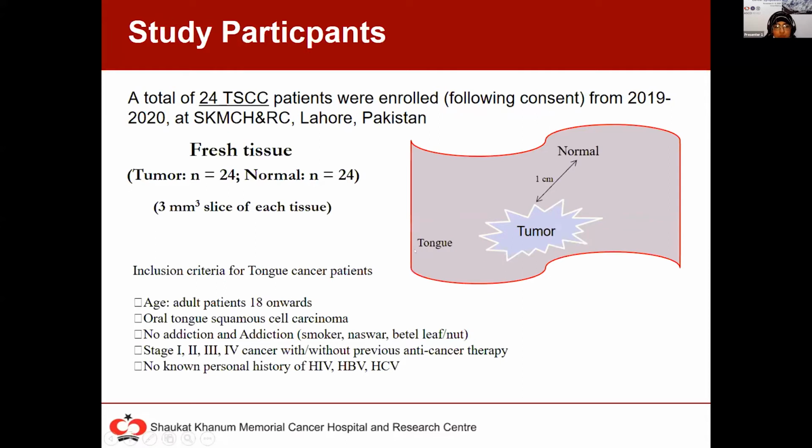A total of 24 patients were enrolled from 2019 to 2020 at Shaukat Khanum Memorial Cancer Hospital. 48 fresh tissues were collected, of which 24 were tumor tissue and 24 were matched normal tissue, taken 1 centimeter away from the tumor. The inclusion criteria for tongue cancer patients were adults with no known personal history of HIV, HBV, HCV, with or without addiction status, with stage 1, 2, 3, 4, and without previous anti-cancer therapy.